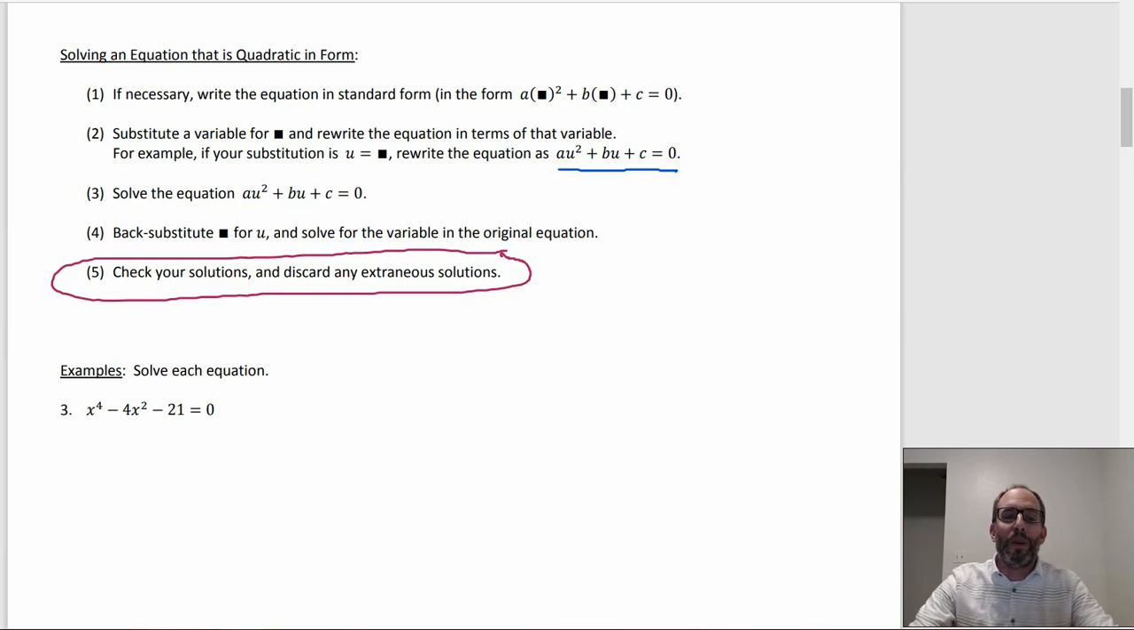But basically, the idea is you can end up with things that look like answers that, when you go back and do the check, they don't work. So that's why you have to do it. And that's what an extraneous solution is. It's one that looks like it's a solution, but when you go back and check it, it doesn't actually work.